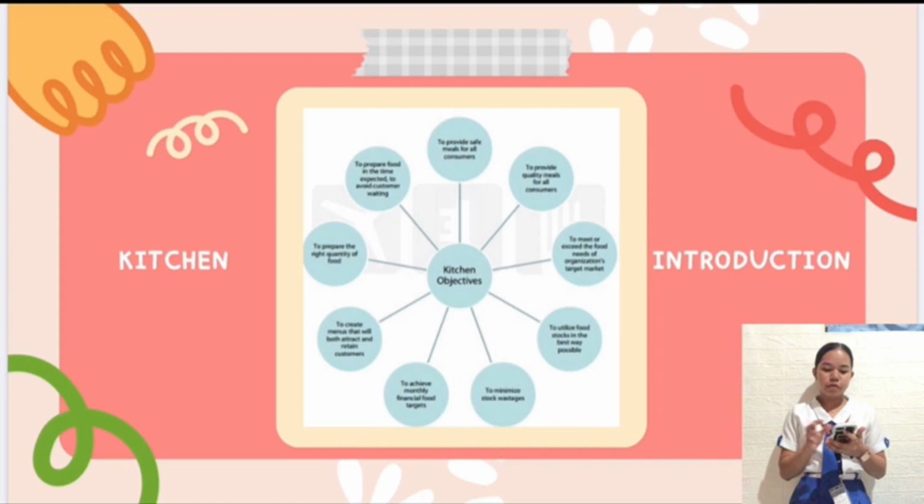The second one is to provide quality meals for all consumers. So what your customers pay for should be worth it. The third one is to meet or exceed the food needs of the organization's target. So you should exceed what they asked for, like the quality of the product itself.